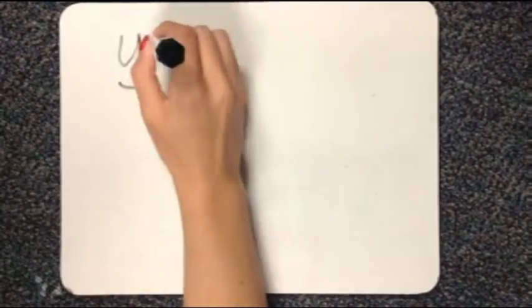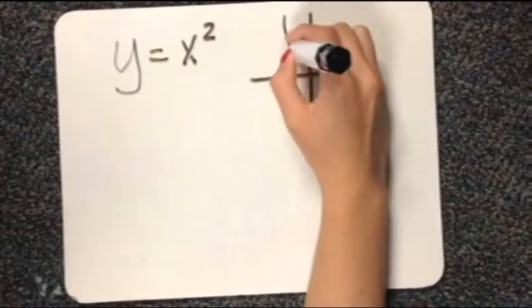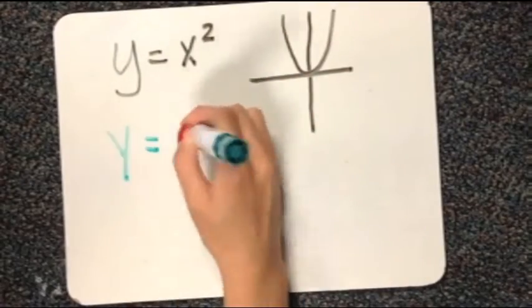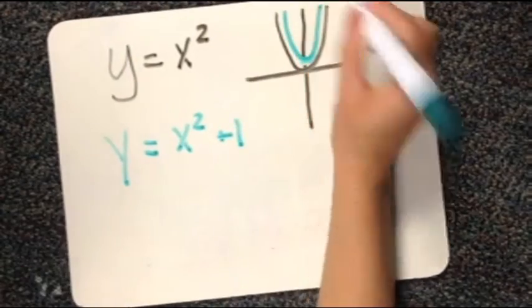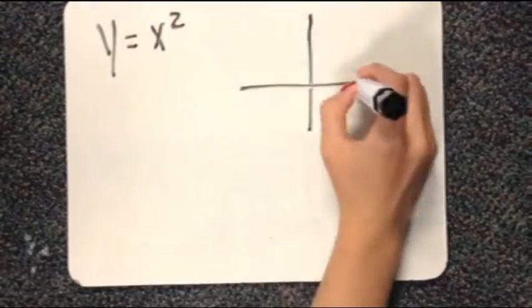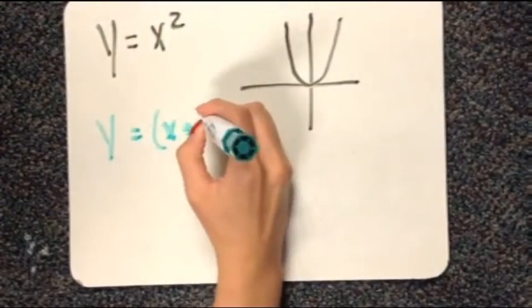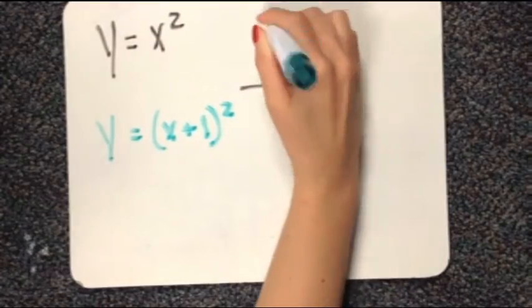For example, the graph of x squared looks like this, but adding 1 to the function as a whole will translate the graph up on the y-axis by 1 unit. But adding 1 to x will cause the graph to move left 1 unit.